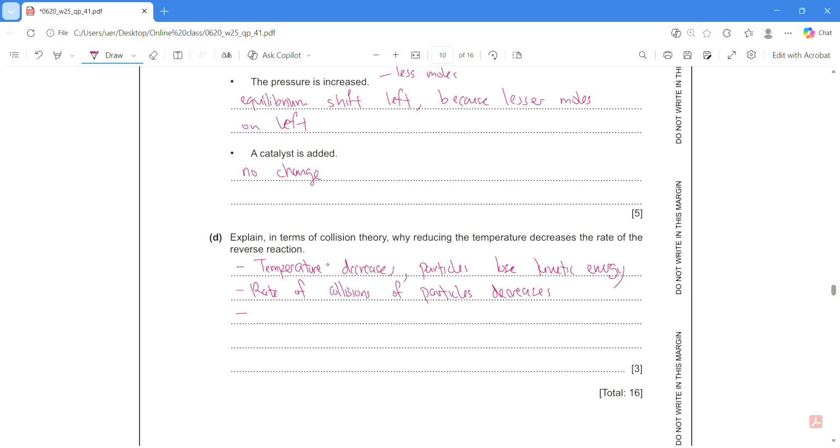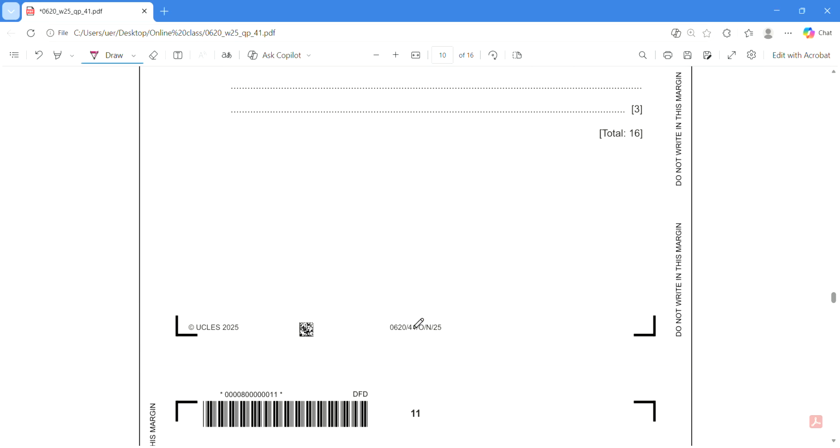So when there's less collision between particles, you have less chance of getting successful collision. Successful collision means the collision which gives you enough activation energy for the reaction to occur. So if you have fewer successful collisions, the rate of reaction will decrease. Easy peasy. Okay. Next one.